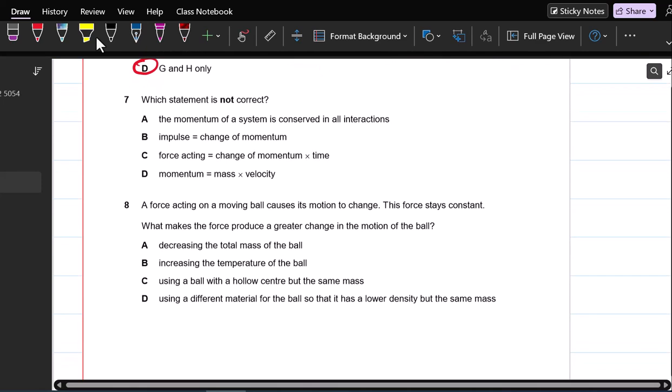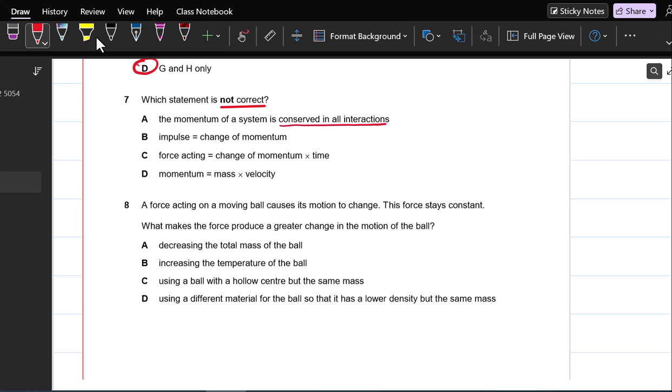Which statement is not correct? Momentum of a system is conserved in all interactions. This is right. Impulse is equal to change of momentum. This is also right. Force acting is equal to change of momentum multiplied by time. This is wrong. It is divided by time. So C is not correct.